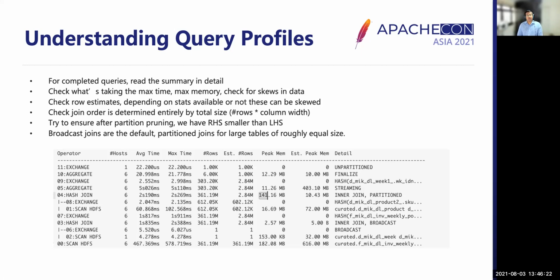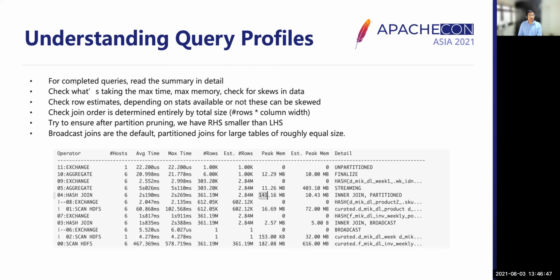What you see over here is you can look for skews in data, you can look for skews in the processing time, and look at how many rows Impala estimated versus how many rows were actually returned to see whether heuristics or stats are properly collected or not. You can also look at how much memory was estimated versus how much memory was required to see whether Impala is underestimating even the memory required for a query or not.